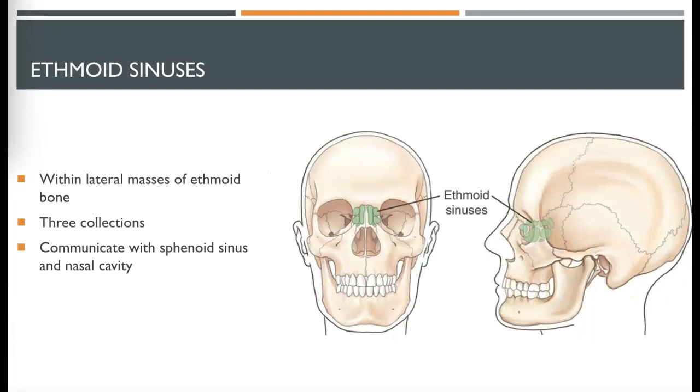The ethmoid sinuses are contained within the lateral masses or the labyrinths of the ethmoid bone. They're grouped into anterior, middle, and posterior collections. They all do communicate though. A lateral view of the ethmoid sinuses will appear as if they are filling the orbits. This is because the sinuses are contained within the lateral masses of the ethmoid bone, which help form the medial walls of the orbit.